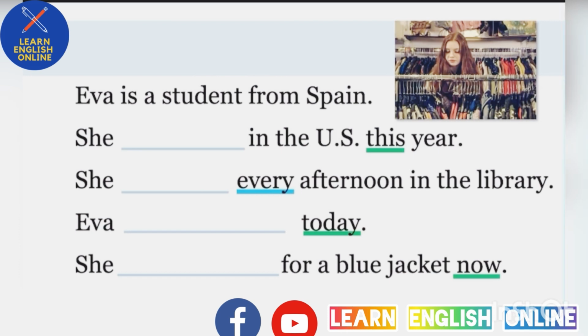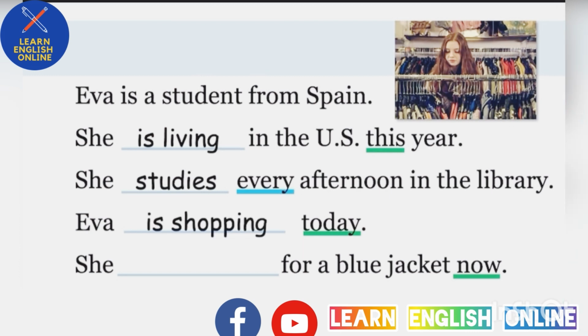Ava is a student from Spain. She is living in the US this year. This year tells me it should be present progressive because it's happening now. She studies every afternoon in the library. Every tells me it happens this afternoon, tomorrow afternoon, the next afternoon. That means it needs to be in the simple present. Ava is shopping today. Today tells me present progressive, now, and she is looking for a blue jacket now. Well, now is happening now.